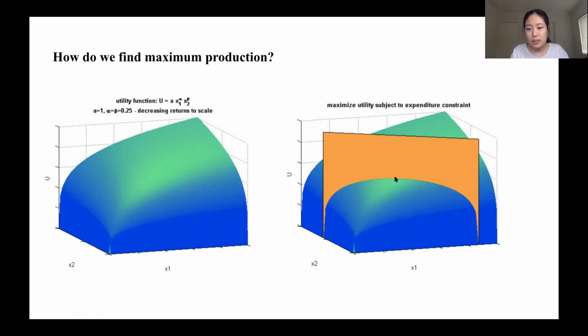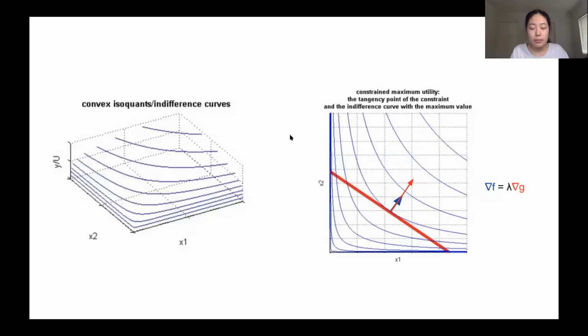This point is easy to see, but how do we find it? We slice it horizontally, and at some point the contour line is tangent to the constraint. That point is our maximum production. And if we keep slicing, we get two points, and they are not maximum production. So there are contour lines and the constraint, but how do we set up the equation?